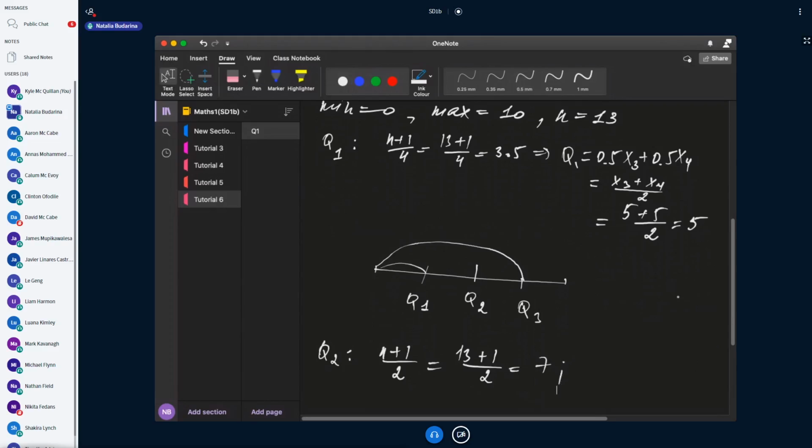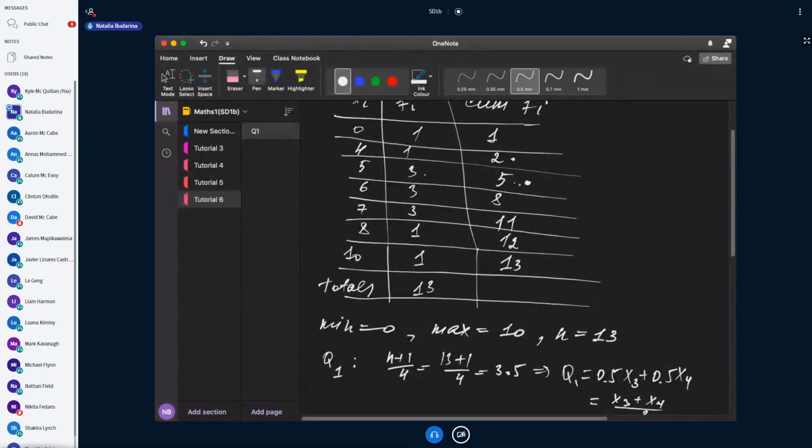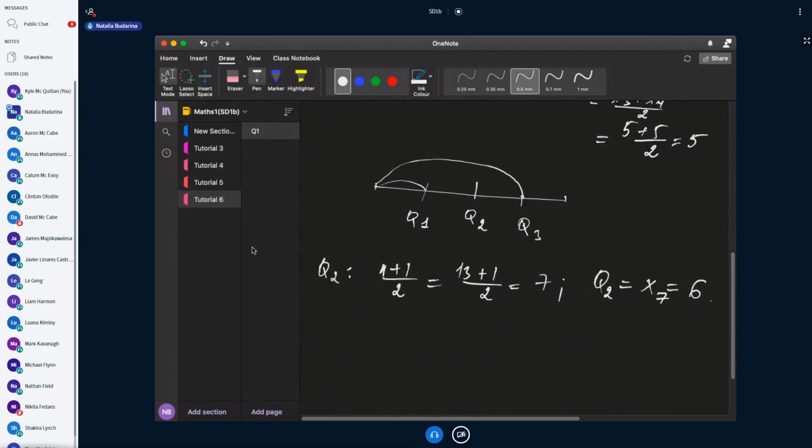So now I'm going to my last column and see where x7 is. Look, from 3 to 5 I'm in this row, and 7 and 8 are in this row. So my element x7 is equal to 6. So this is the median, so Q2 is equal to x7, which is equal to 6. We did this last time, in lab 6 it's the same thing.